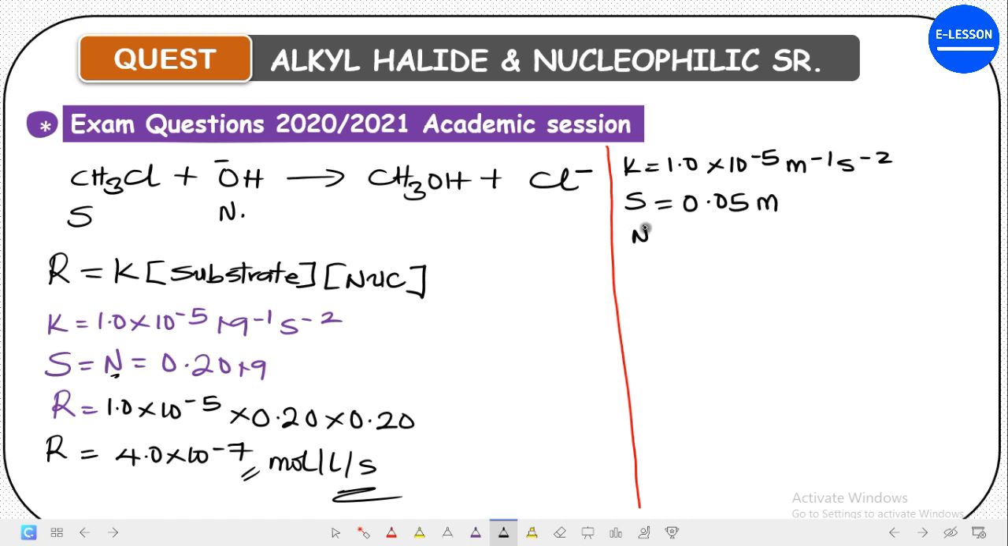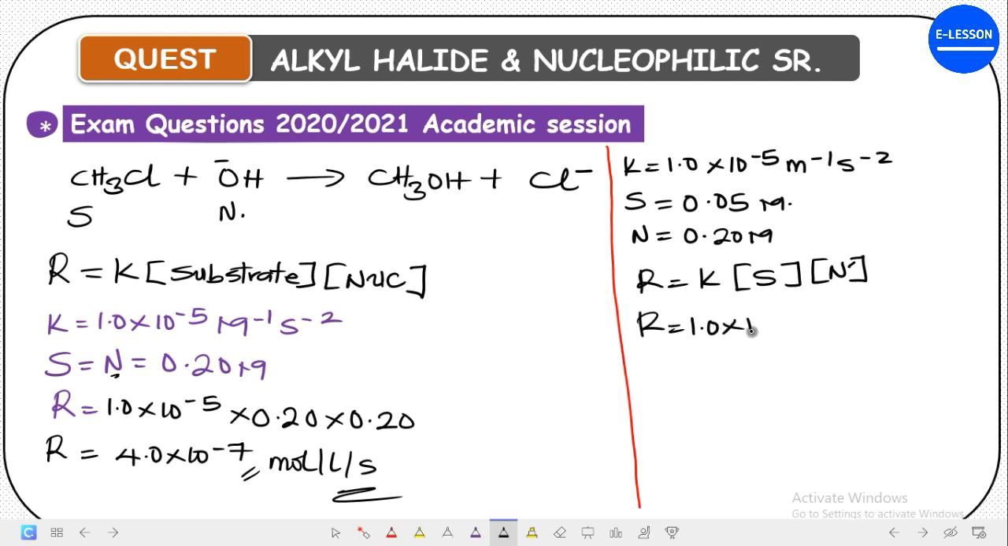Now recall that the nucleophile still remains 0.20 molar. This capital letter M. So our rate now is of course substrate, let me use this to abbreviate, and nucleophile. So our rate of reaction now will be equal to 1.0 times 10 raised to the power of minus 5, the substrate now is 0.05 times the nucleophile is 0.2, which still remains the same. So R will be equal to 1 times 0.05 times 0.2.